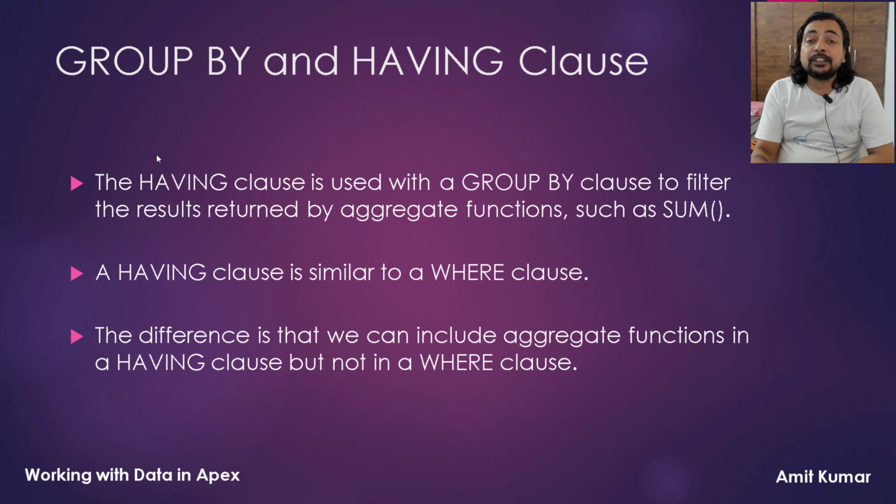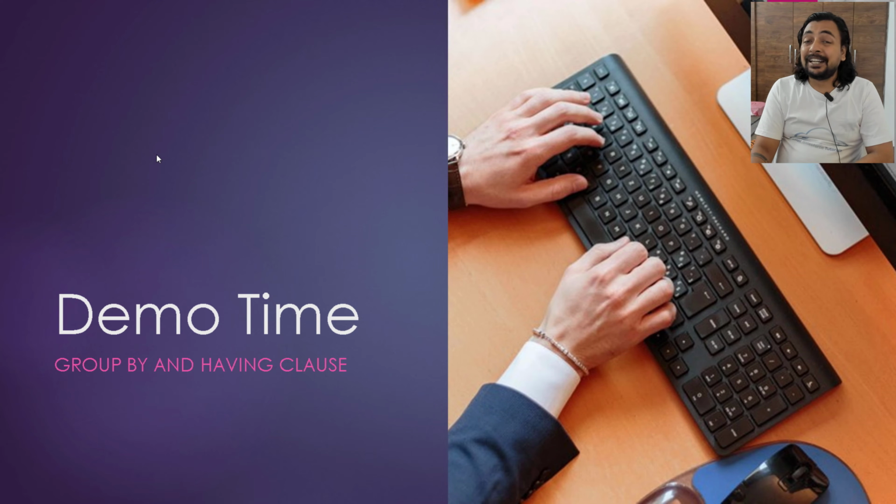So if you have a SOQL query where some fields are grouped and some fields are in the aggregate function, and you want to provide any criteria on the aggregated fields, then that criteria should be with the having clause. And if you want to provide some criteria on the fields which are grouped, then that criteria will be mentioned with the where clause. So it's pretty much talk, and now it's time to see all these things practically.